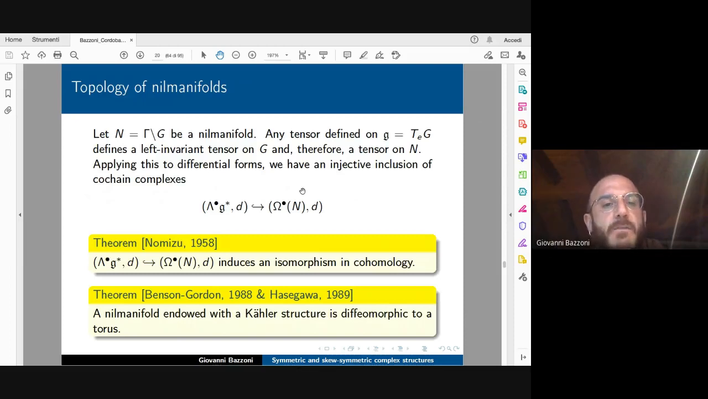This theorem, together with the Benson-Gordon theorem, is saying that if you have a nilpotent Lie algebra and you know that it admits a Kähler structure, then the Lie algebra is abelian. Okay, so the philosophy, or the leitmotif, is that the more complicated your Lie algebra is, the fewer geometric structures you have. Kähler structures on nilpotent Lie algebras only exist if the Lie algebra is abelian. And this is why this theorem is important.